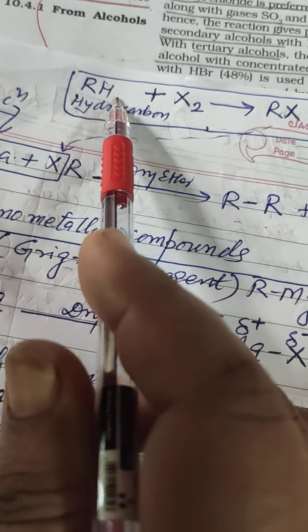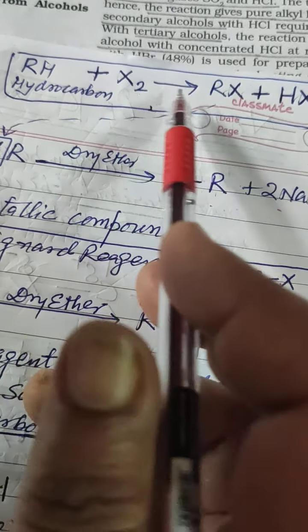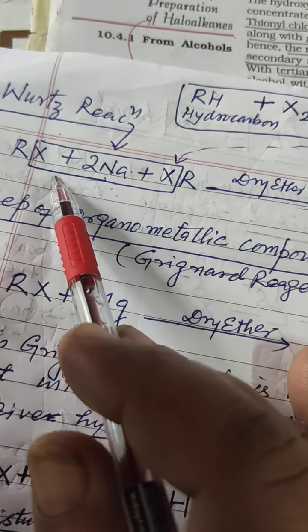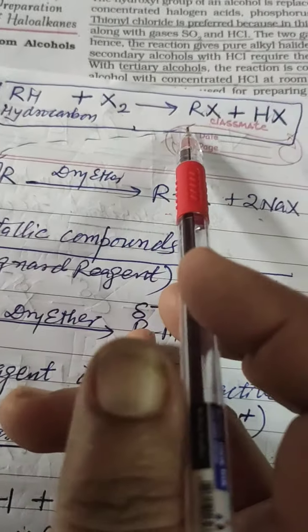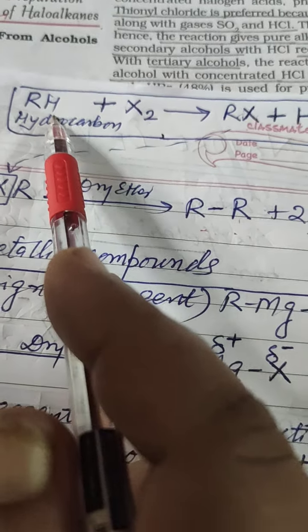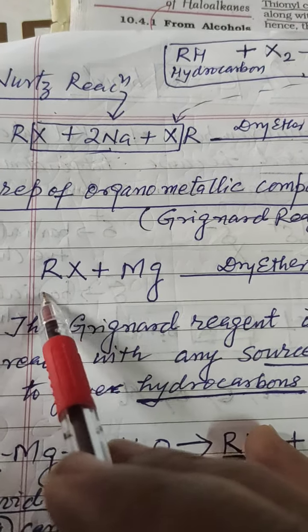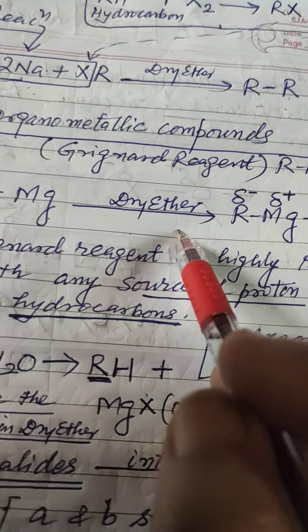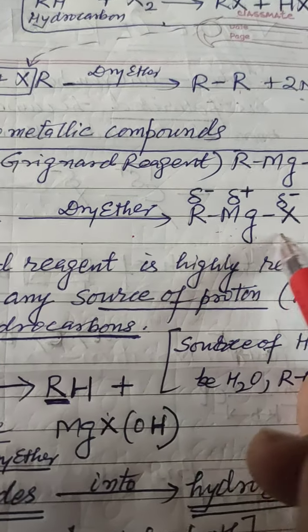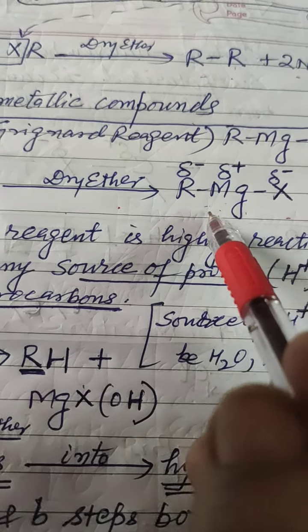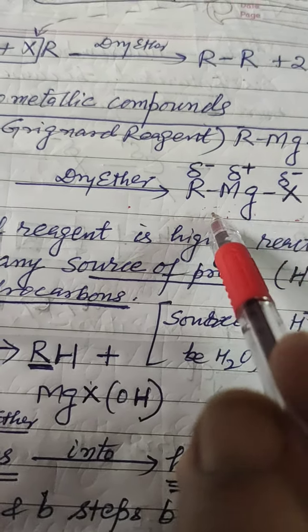Like this is hydrocarbon RH plus X2, RX plus HX. So this RX we are getting by alcohols also. This RX we are getting by hydrocarbons also, where one H is getting replaced by halogen. The another important property of alkyl halides is reaction with magnesium in presence of dry ether to give RMgX. This is an important organometallic compound, and this particular organometallic compound is known as Grignard reagent.